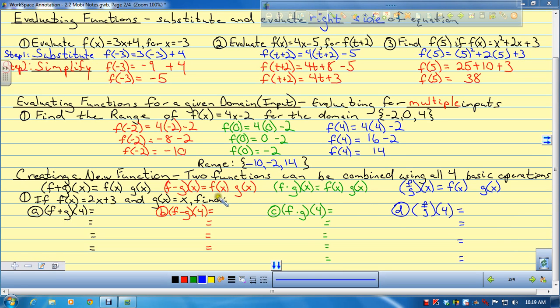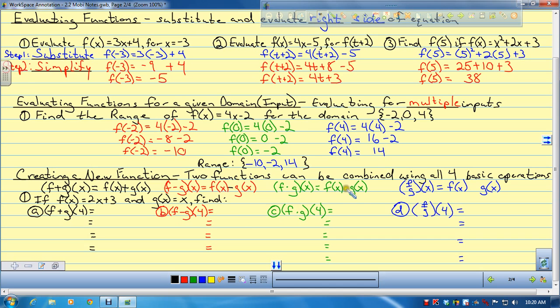And the last thing we're going to cover on this particular page is creating a new function. And what this means is if we've got two functions, they can be combined using the 4 basic operations: addition, subtraction, multiplication, or division. Okay? So let's take a look here. Start off here. f plus g of x. So what that means is I'm going to want to take f of x and add g of x. Likewise, in this next one, f minus g of x means I'm going to take f of x minus g of x.